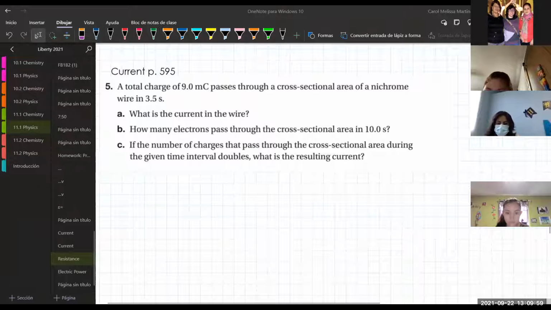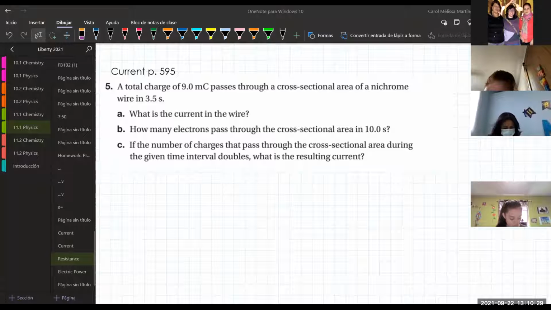Okay, so it says a total charge of 9 m, milli, the prefix milli. So 9 millicoulombs passes through a cross-sectional area of nichrome wire in 3.5 seconds. Part A asks: what is the current in the wire? Part B: how many electrons pass through the cross-sectional area, but now in 10 seconds? And then, if the number of charges that pass through the cross-sectional area during the given time interval doubles, what is the resultant current?